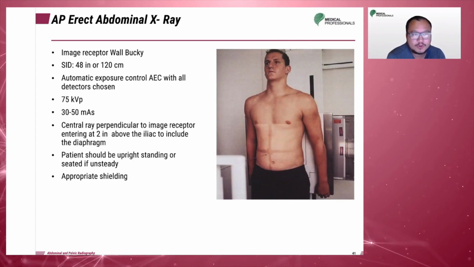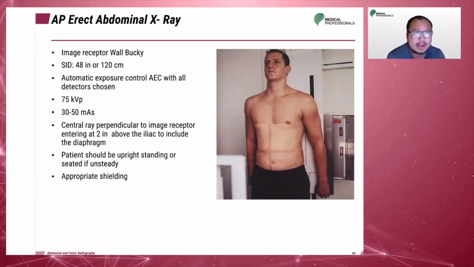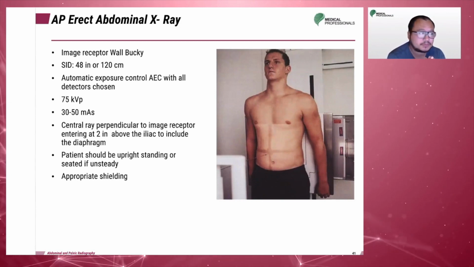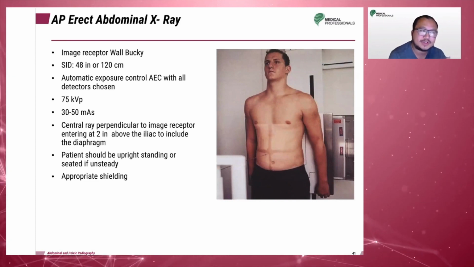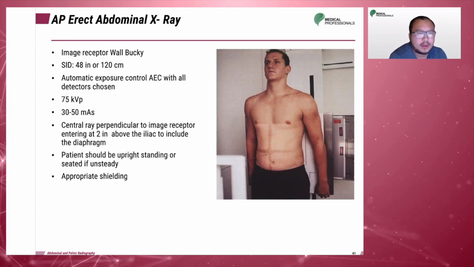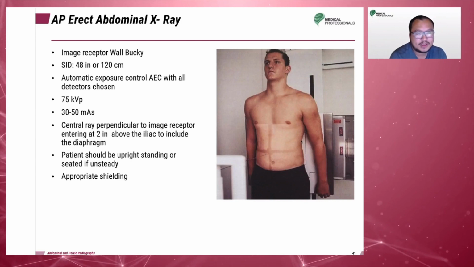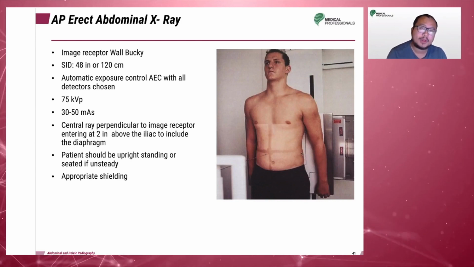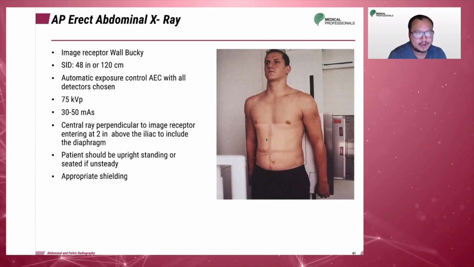Automatic exposure control, if we're going to use it, all detectors selected. If we're going to utilize manual technique, 75 kV to 30 to 50 mAs is normal for an average size patient. And how we do this one is we place our central ray perpendicular to the image receptor, entering at 2 inches above the iliac crest. So we'll measure the iliac crest, and then we will place our center point 2 inches above it, okay?